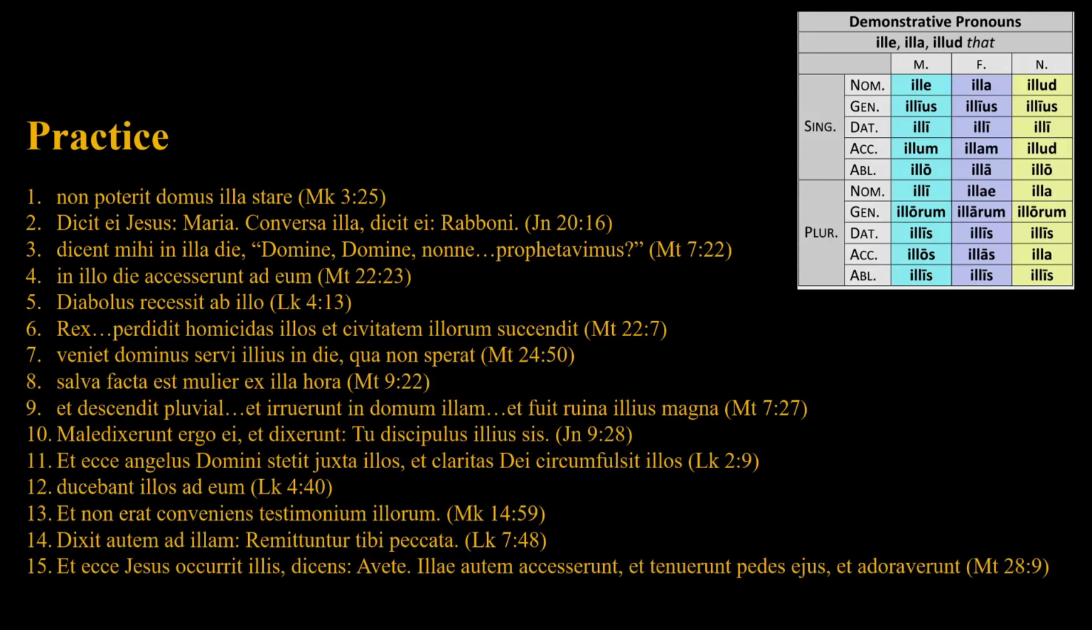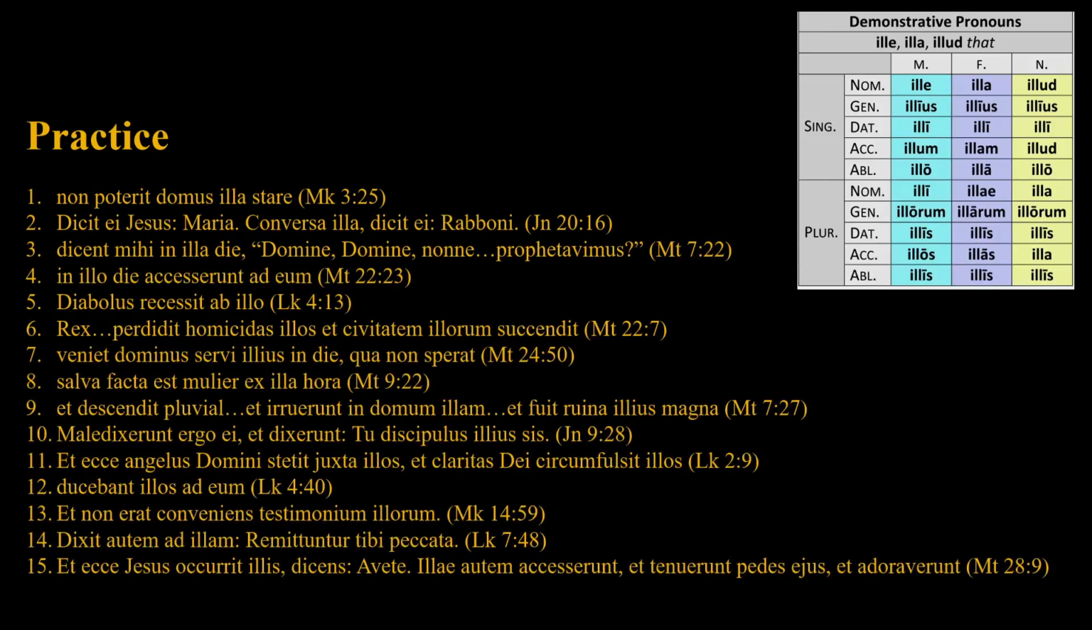Number one, non poterit domus illa stare. Non poterit, he, she, it will not be able to. But then we have the verb stare, to stand. So we could take out the domus illa: non poterit stare. He, she, it will not be able to stand. But what are we talking about? We're talking about domus, the house. Illa, that house. Non poterit domus illa stare. That house will not be able to stand.